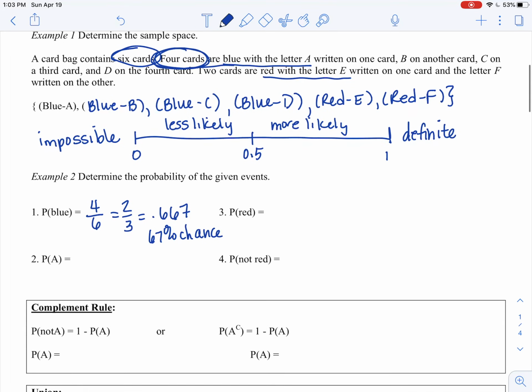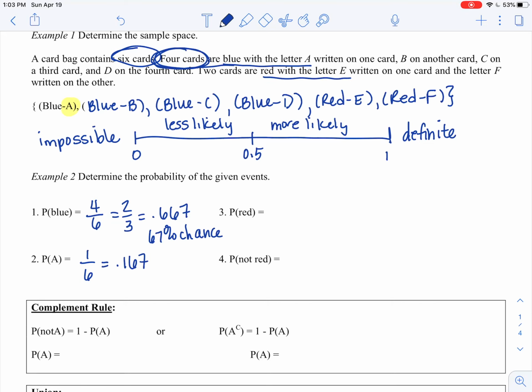So, if you take a look at number 2, what's the chances that if I pull a card out of this bag, the card has an A on it? Well, if you look through all your cards, there's only one card that has an A on it. So 1 out of the 6 cards, 1/6 is my probability, or if I want to put this as a decimal, 0.167. Okay, again, you can think of it in your head as like a 17% chance, which hopefully in your mind that means, okay, that's probably not very likely.